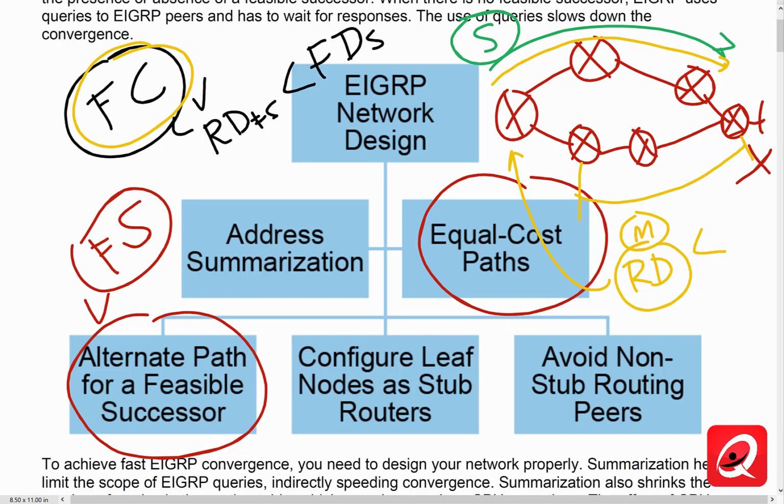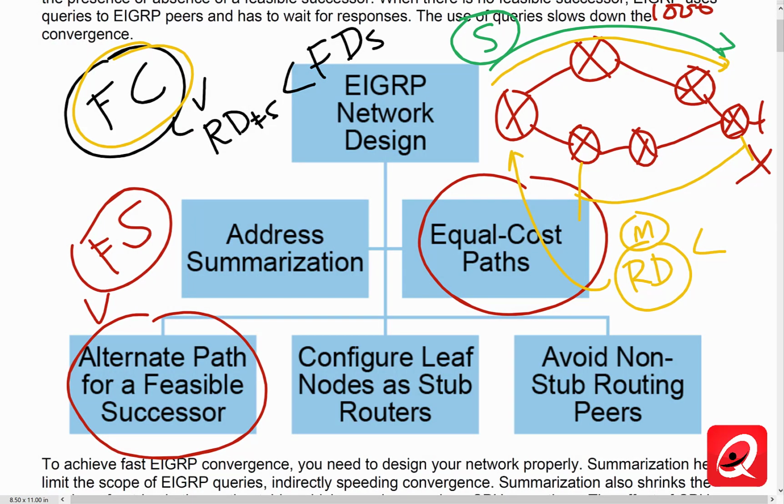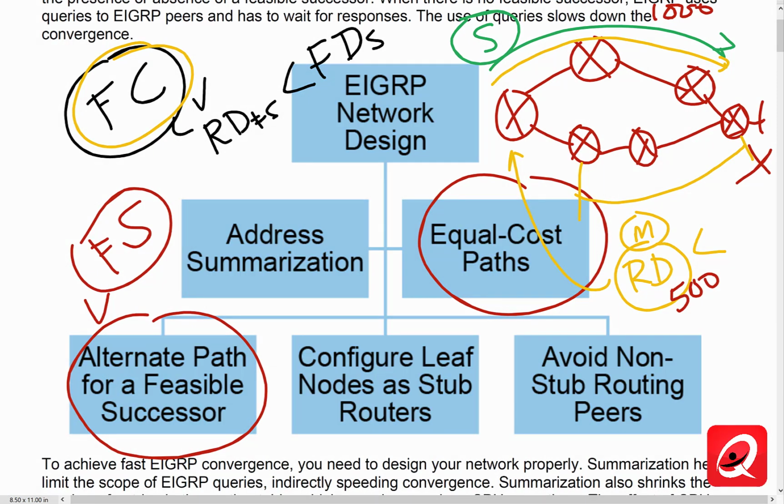All right. So let's say it meets the condition. Let's say that the metric for the top path is, I don't know, we'll call it 1,000. And the reported distance for here is 500.